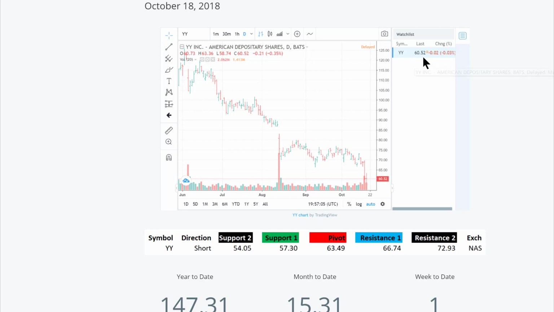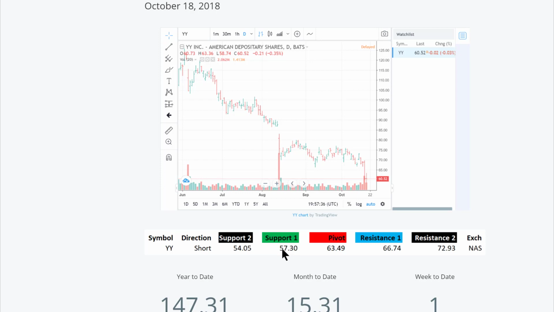So you see we had YY, these American Depository Shares, YY Inc. And you can tell it's a short because it was moving to the downside and because it says short there in the direction underneath. But you look at yesterday's trade and you see that the low was $60.25. And then you say from 60.25 down to support 1, because support 1 is always going to be the first place you look. How far is that? Well, that's almost $3.